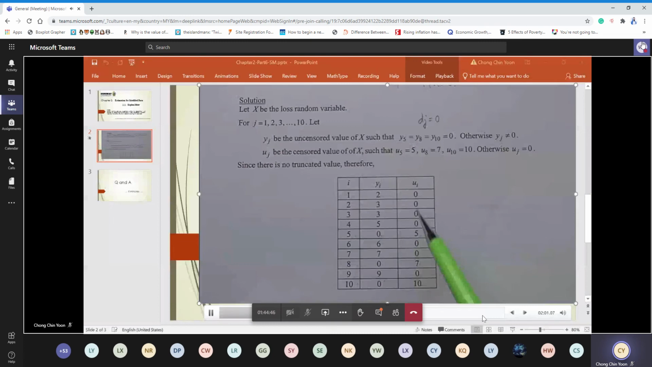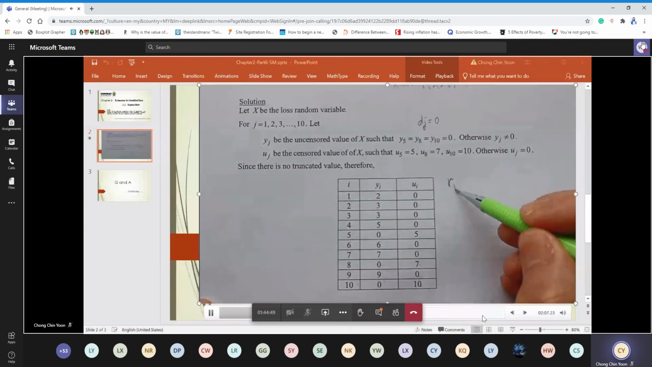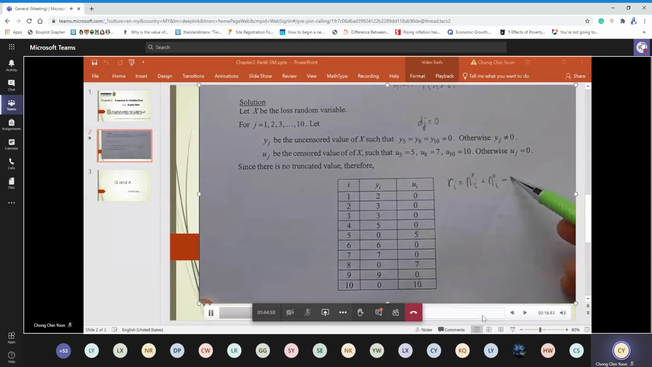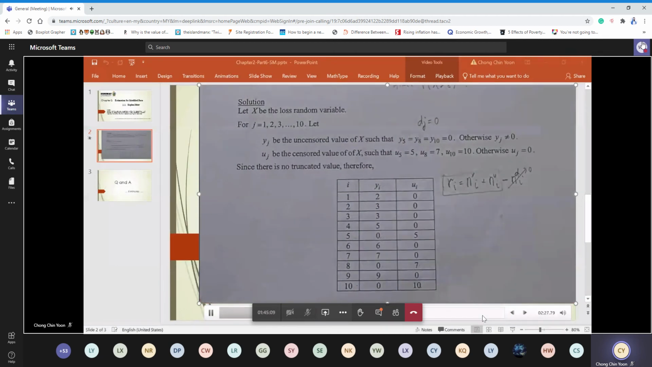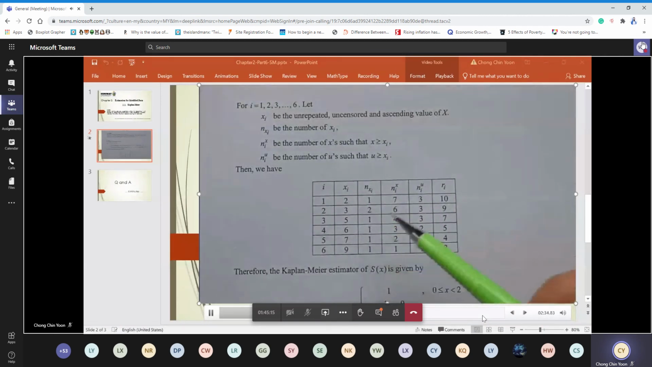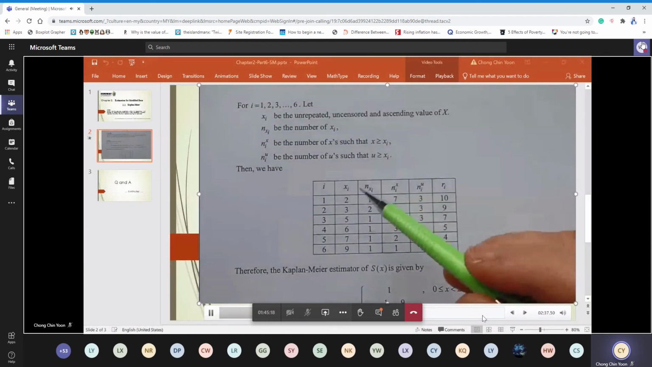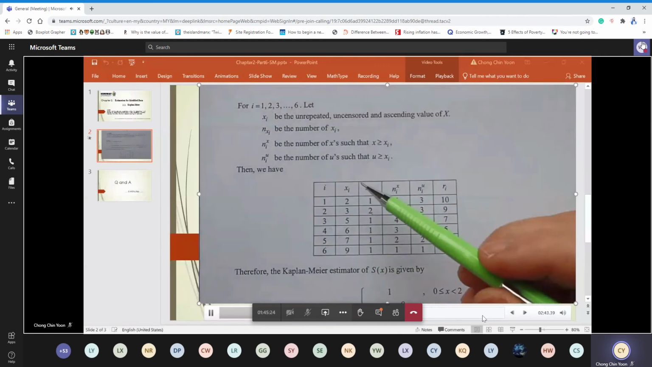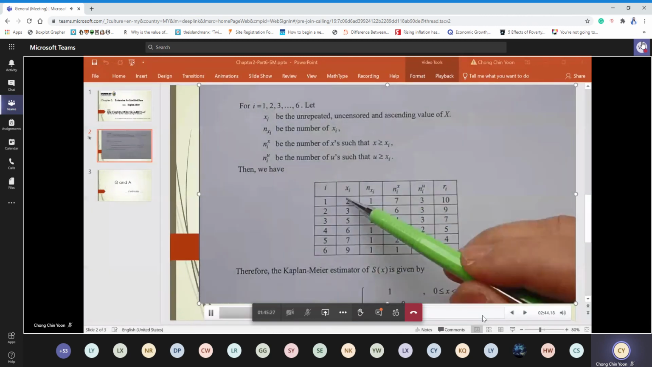That means our risk set r_i is equal to the count of x_i plus the count of u_i minus the count of d_i, where d_i is equal to 0. So that means we only have this. From here, we try to construct another table for the x. From the previous uncensored values for y, this 3 is repeated twice. So this is a distinct x value, and also increasing.